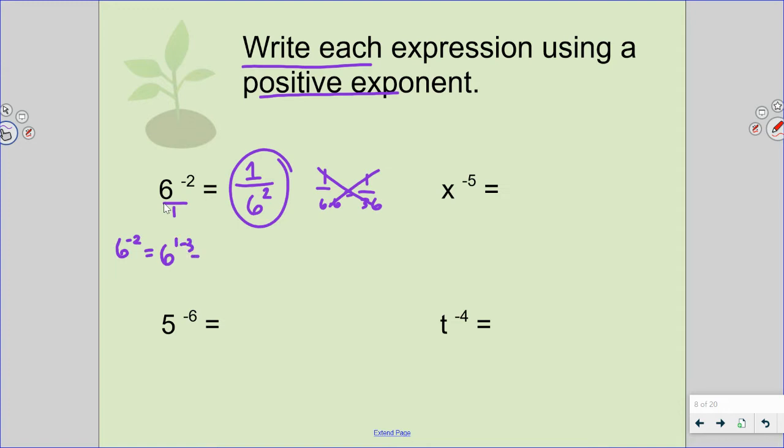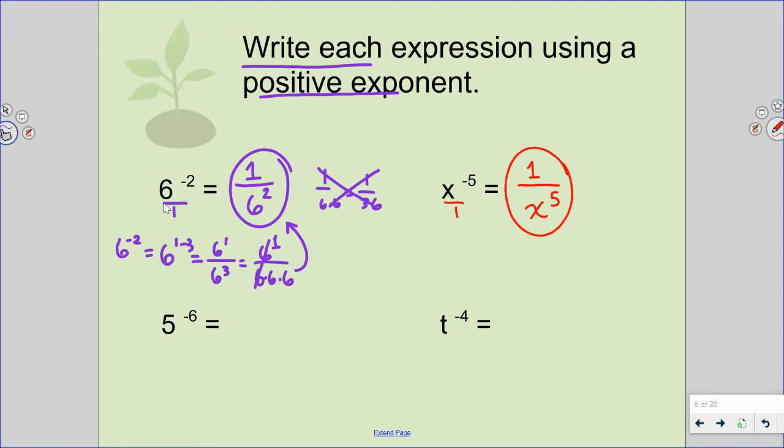1 take away 3, 6 to the first divided by 6 to the third, 6 divided by more 6's with 1 remaining, and look what happens. We end up with 1 in the numerator, 6 to the 2nd in the denominator. How about x to the -5th? Once again, rewrite it and change the negative nonsense into something that is positive and makes sense.